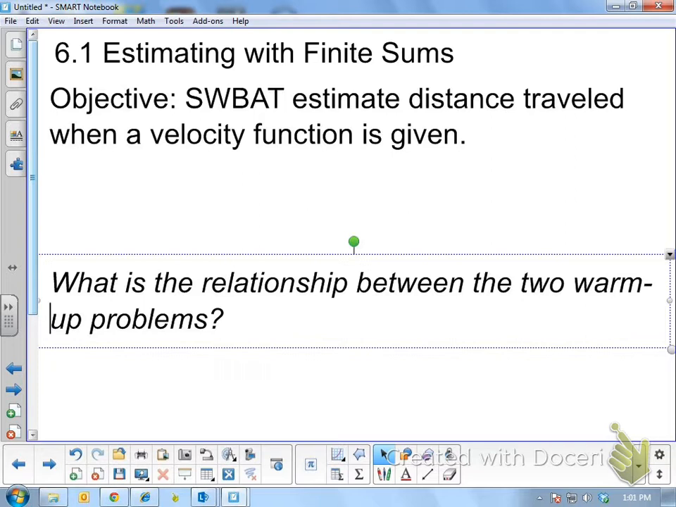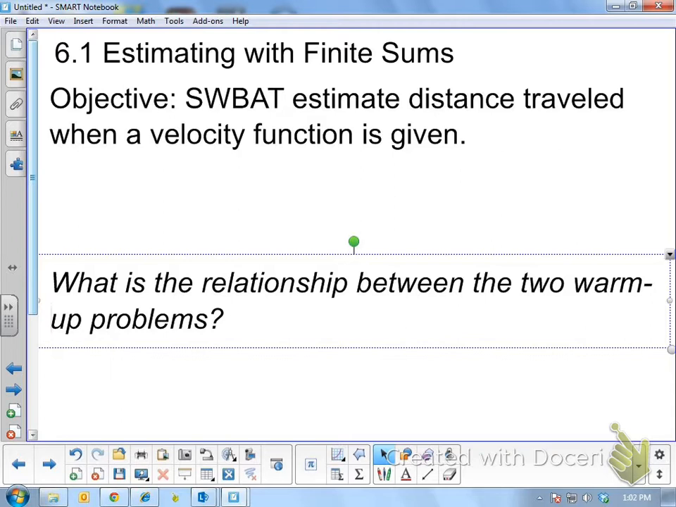Obviously derivative was a lot more complicated than addition. So integral is going to be a lot more complicated than subtraction. It's a harder opposite. There are some differences.